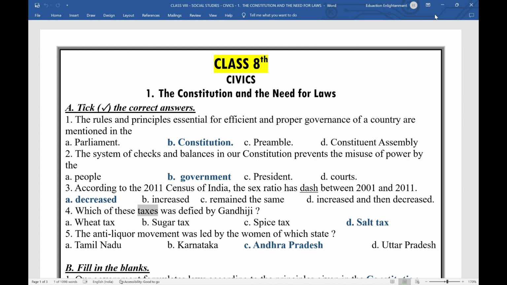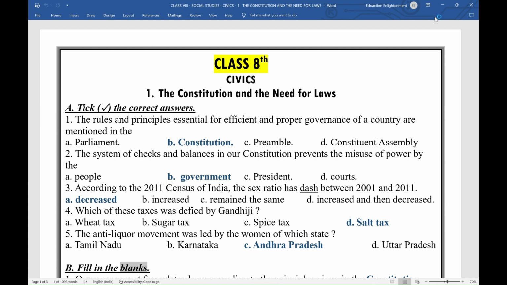4. Which of these taxes was defeated by Gandhiji? A. Wheat tax. B. Sugar tax. C. Spice tax. D. Salt tax. 5. The anti-liquor movement was led by the women of which state? A. Tamil Nadu. B. Karnataka. C. Andhra Pradesh. D. Uttar Pradesh.